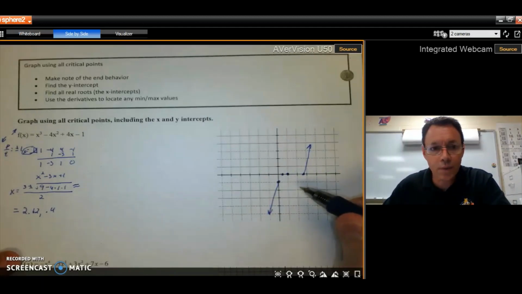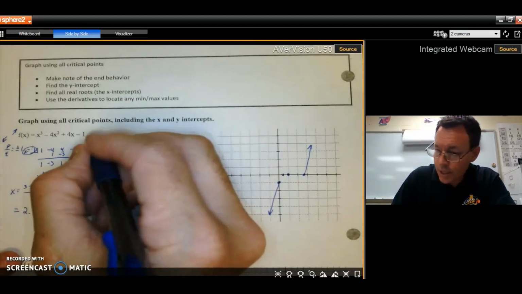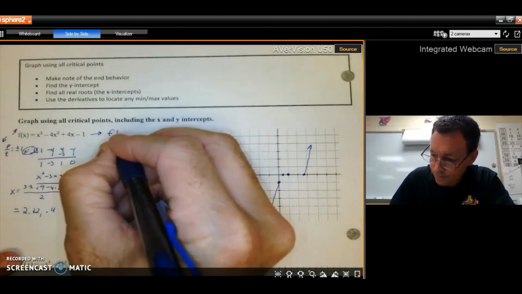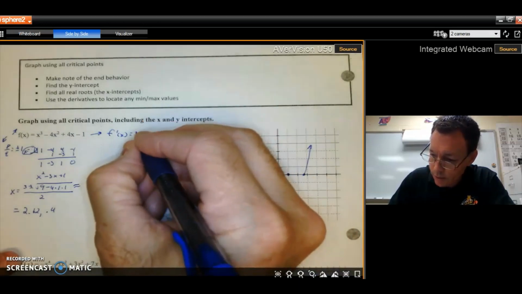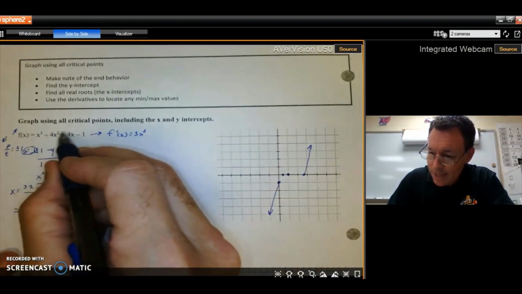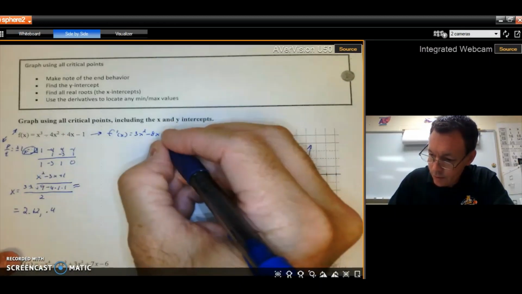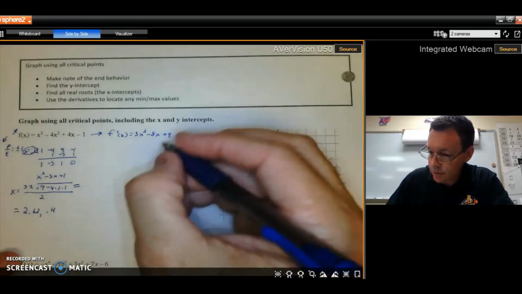Okay, so that's what we've done already. We've done that on other days. So now I'm going to find the derivative so we can find our high and low points. So 3x squared minus 8x plus 4, that's our derivative. We're going to set that equal to 0.